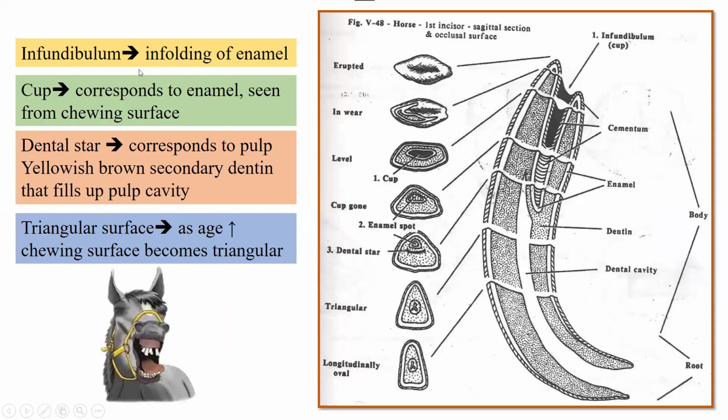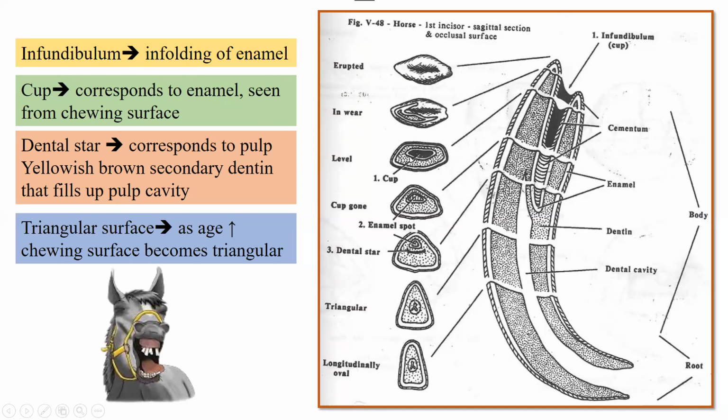Next, we have seen the infundibulum. Okay, that is the infolding of enamel. We have seen the cup that corresponds to enamel, seen from the chewing surface. Next, we have dental star. What is dental star? Dental star corresponds to the pulp, yellowish brown secondary dentin that fills up the pulp cavity.